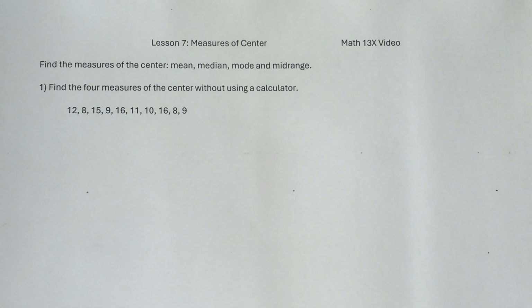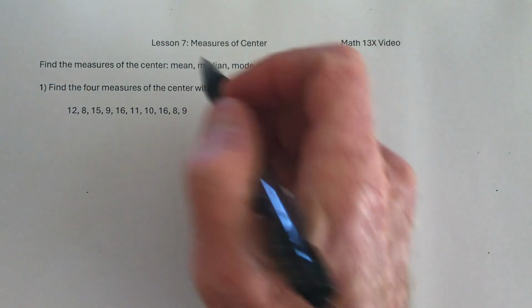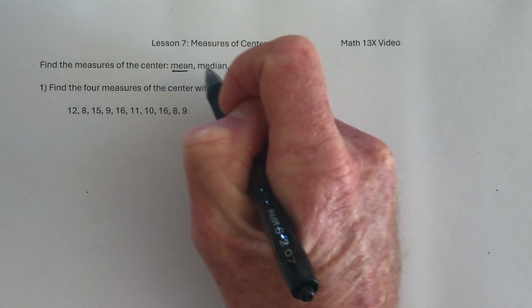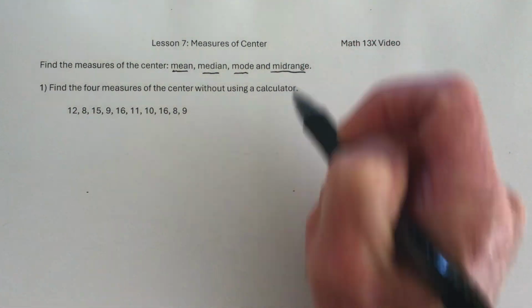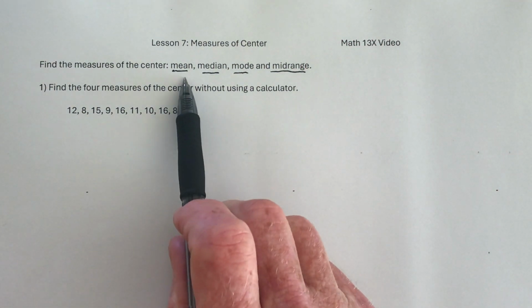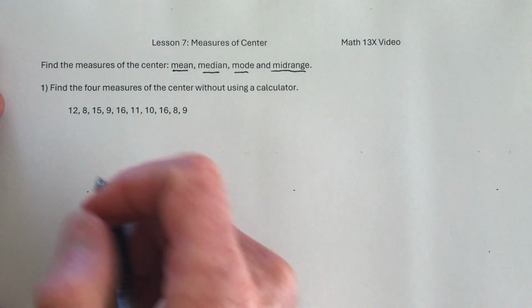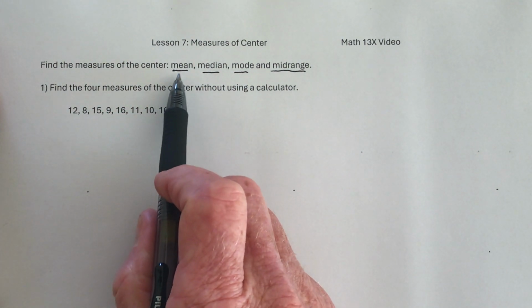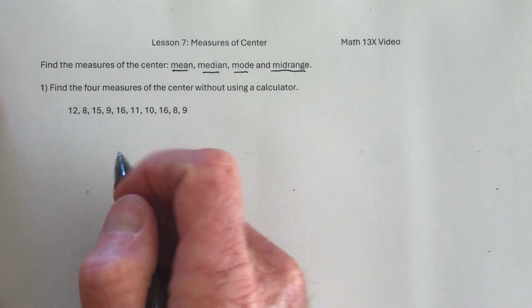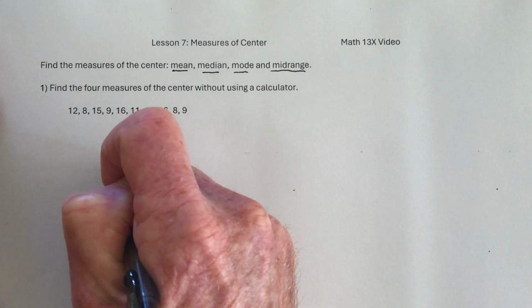Hello and welcome to Lesson 7 for Math 13x, Measures of the Center, and there's 4 of those: the mean, the median, the mode, and the mid-range. So for the mean, we actually have a symbol for that so that you don't have to write out the word mean all the time, and that is x bar.